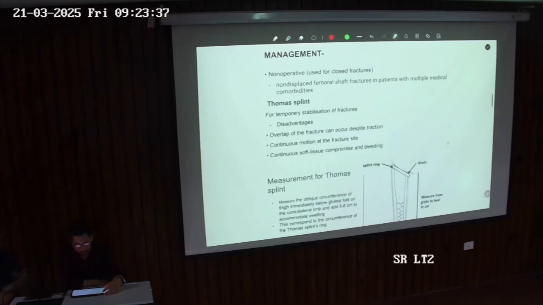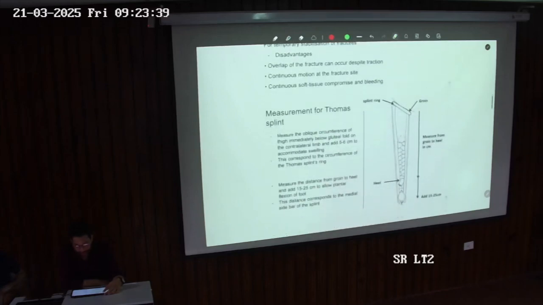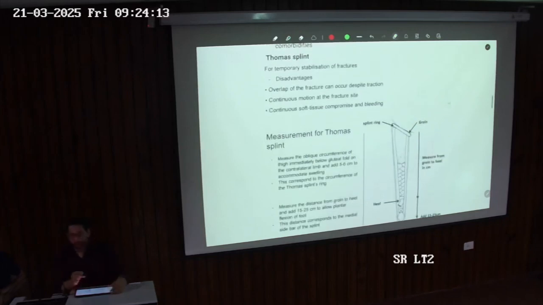It was first used by Hugh Owen Thomas. It has a ring that is present above at this region, and it has a bend over here of around 120 degrees. It comes on the outer side, there is a bend, and the inner side is at the lower side. The ring is obliquely placed on the groin region, and this extends until the greater trochanter, sorry. So the Thomas splint is mainly for temporary stabilization of fractures.